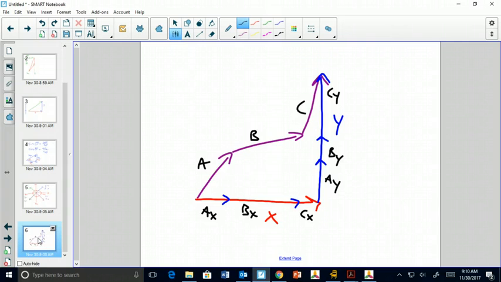You don't have to draw it where you add them like this. You can simply find x and y of A, find x and y of B, find x and y of C, and then just simply add those pieces together. That's fine.